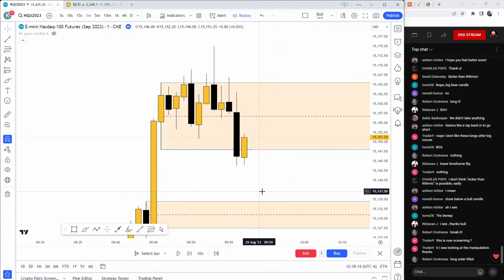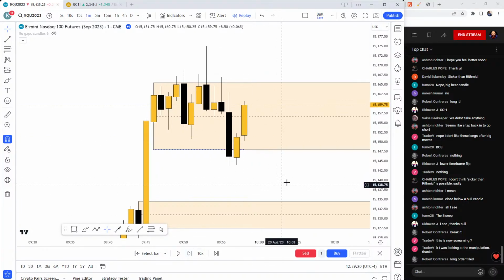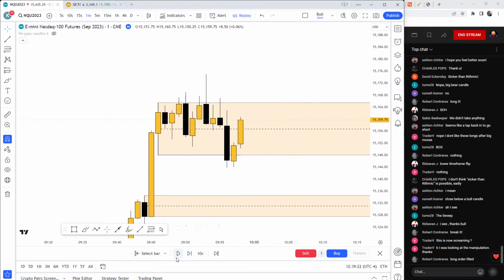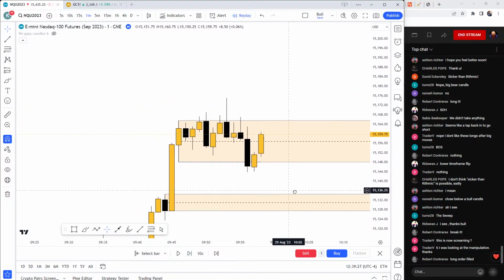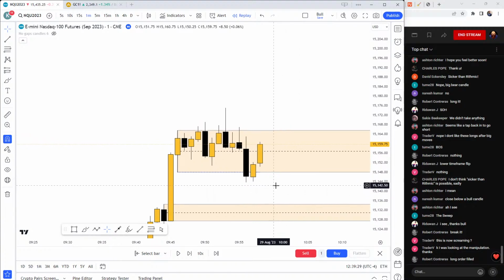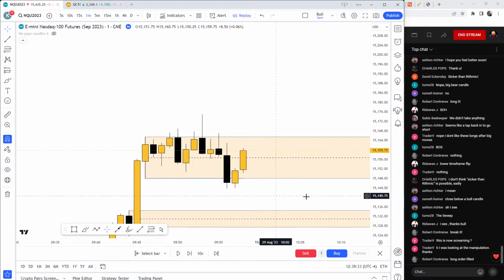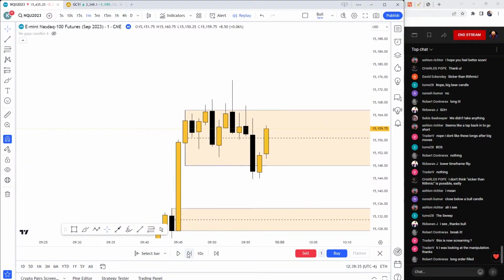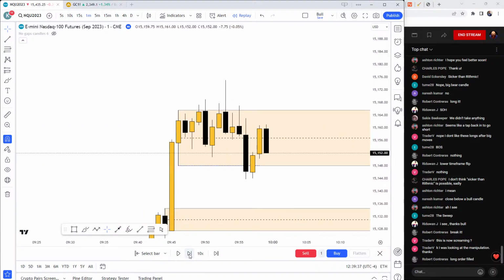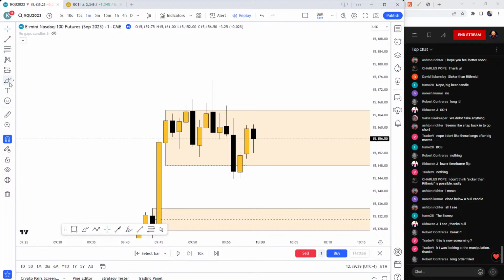Okay, dangerous. Probably just going to go now. If it doesn't give us an entry, then it doesn't give us an entry. That's a nice little sweep, but not on the time frame that we're watching. There's your tap back in, right? Tap back into this area here and failed.